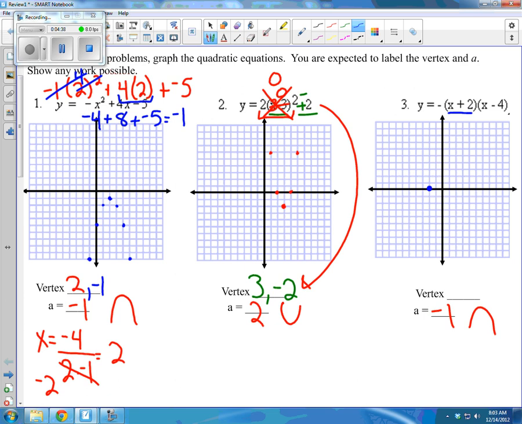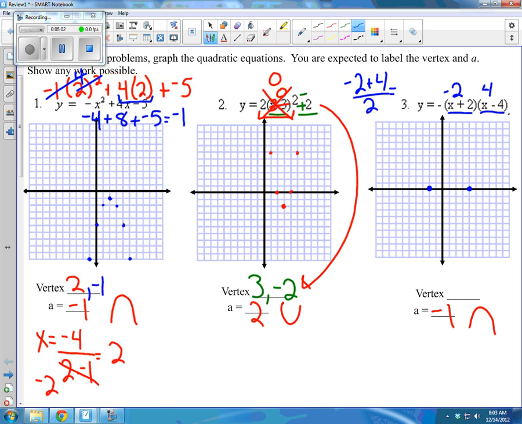When I look at my second set of parentheses, what's going to turn that into 0? 4. And then the vertex, which lies on the line of symmetry, is right in the middle of those 2 points. So you can either work your way to the middle, but what I'm going to do is take these 2 numbers that we just graphed, and I'm going to add them up. I'm going to divide by 2.